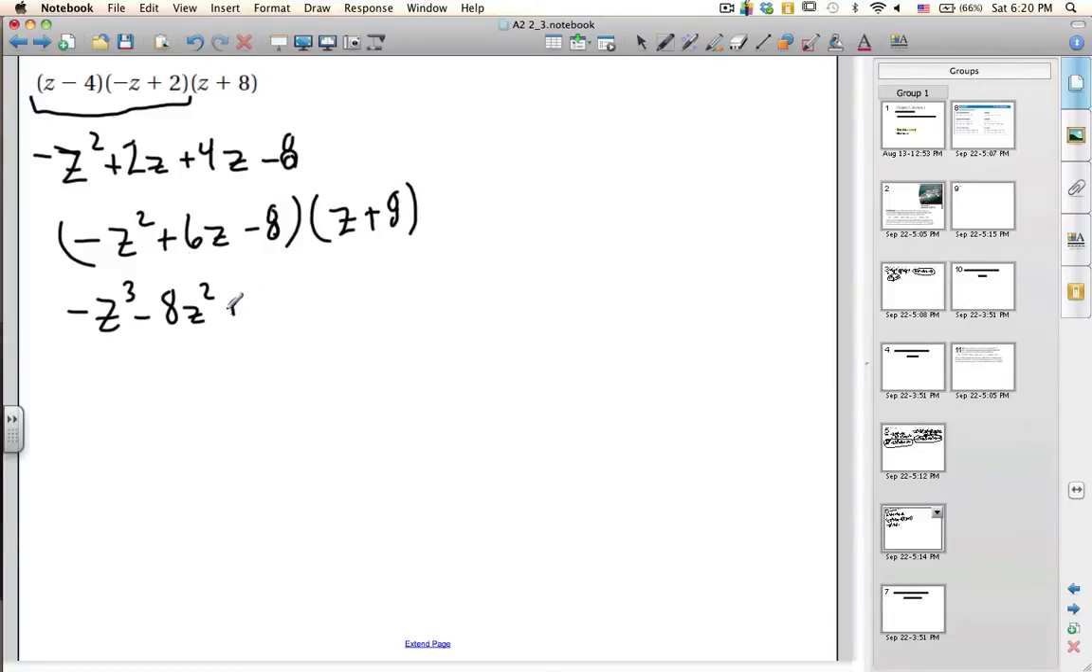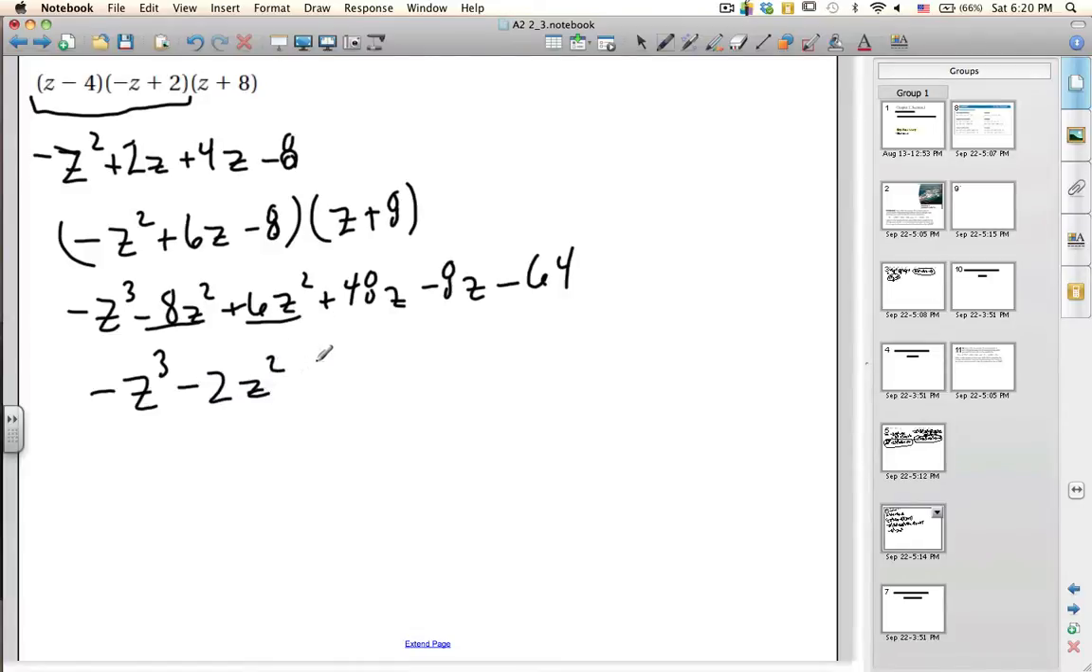6z times z is plus 6z squared. And 6z times 8 is 48z. And negative 8 times z is minus 8z, and negative 8 times 8 is minus 64, and now I'm going to combine like terms again. So I'll have minus z cubed. I have negative 8z squared plus 6z squared is minus 2z squared. 48 minus 8, that's going to be 40z, and minus 64.